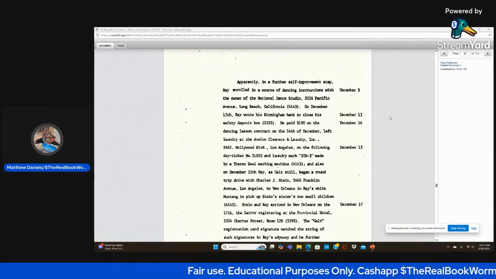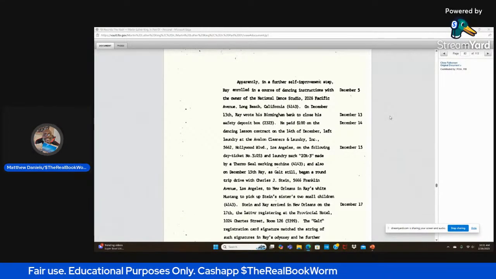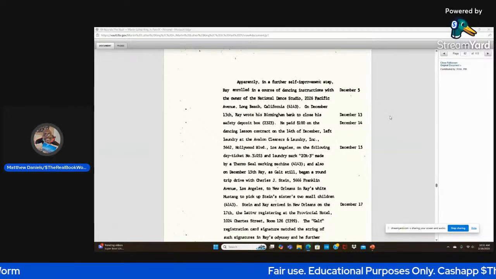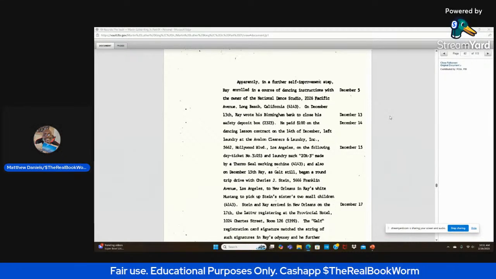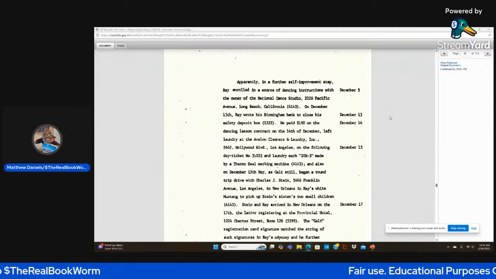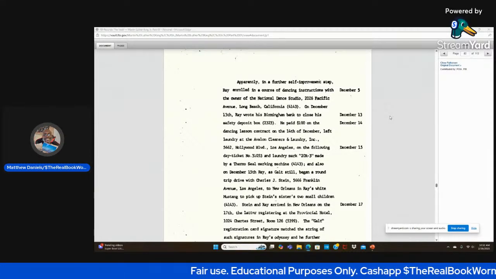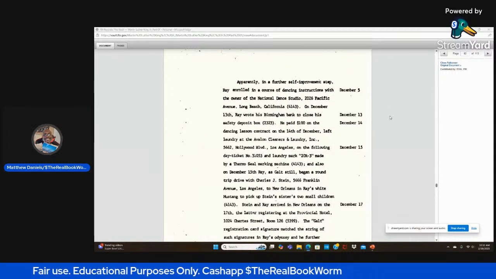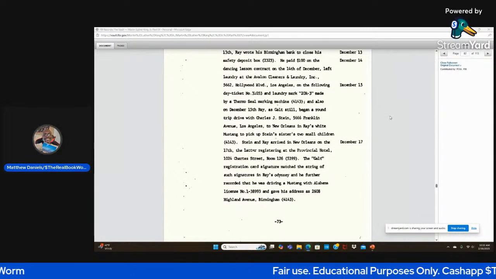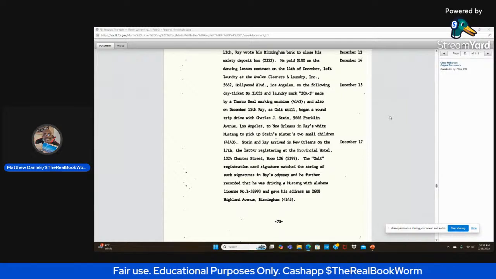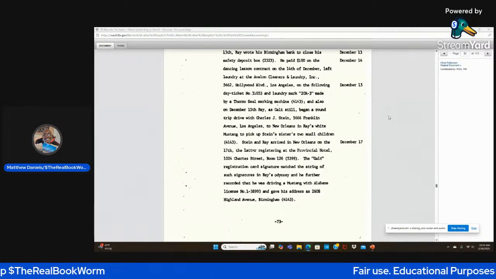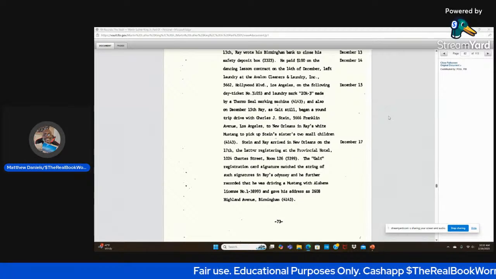On December 13th, Ray wrote his Birmingham bank to close his safety deposit box. So in December, he no longer needs the safety deposit box. He paid $100 on the dancing lesson contract on the 14th of December, left laundry at the Avalon Cleaners and Laundry, Inc., 5662 Hollywood Boulevard, Los Angeles, on the following day ticket, number 31053 and laundry mark 20R-3, made by a thermoseal marking machine. And also, on December 15th, Ray, as Galt, still began a round-trip drive with Charles J. Stein, 666, Franklin Avenue, Los Angeles to New Orleans, and Ray's Mustang to pick up Stein's sister, 2 small children.